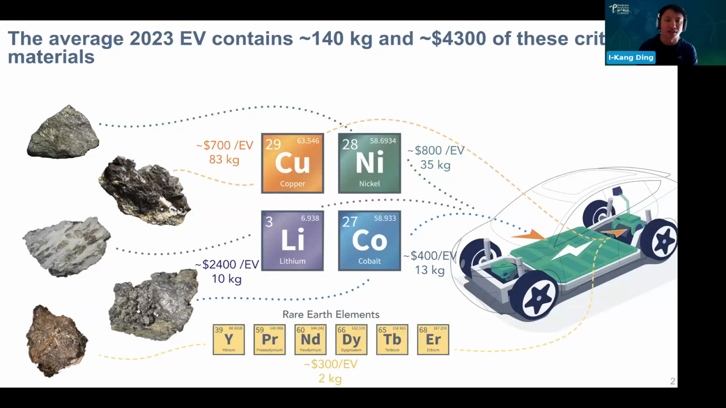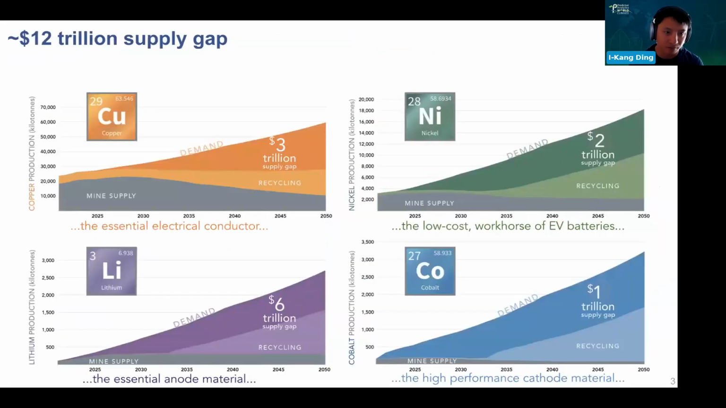What you may not know is that EVs also use significantly more minerals than internal combustion engine vehicles do. On average, an EV uses 6 times more minerals than a conventional vehicle. In 2023, an average EV contains around 140 kilograms and $4,300 worth of these four minerals: copper, which is used in wirings and electric motors, and lithium, nickel, and cobalt, which are used in lithium-ion batteries. On the next slide, I'm going to examine the supply and demand for these four elements in more detail.